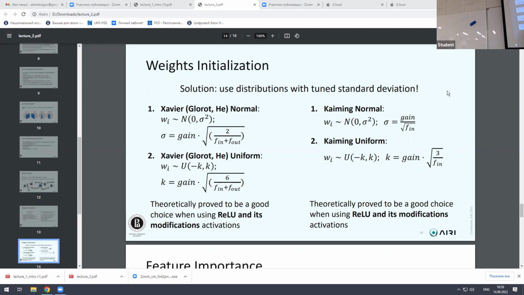The question which probably might have arisen is: what's the difference between the normal and the uniform? The answer is simple. There is theoretically no difference.